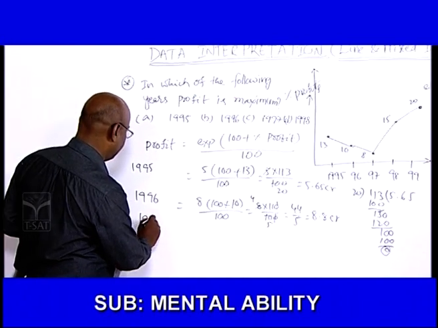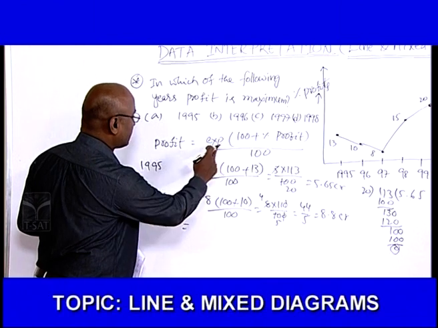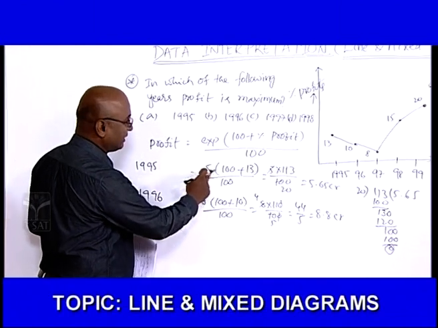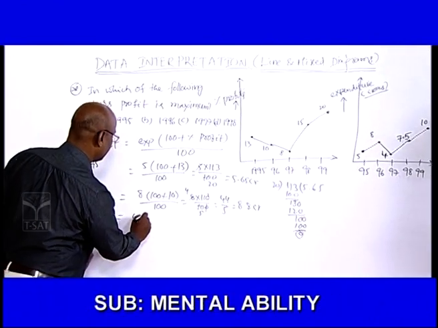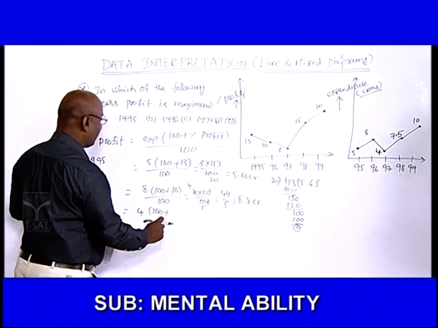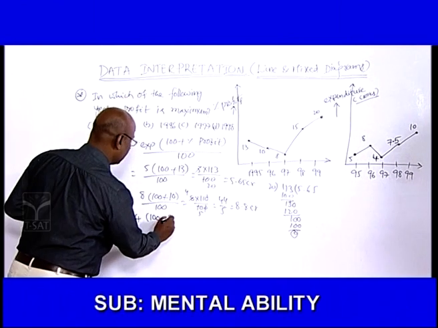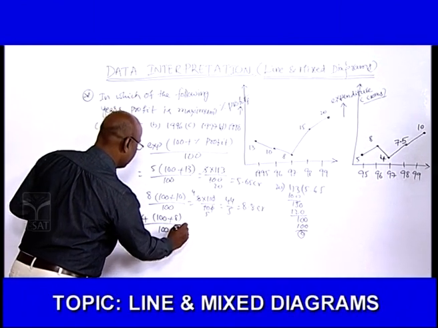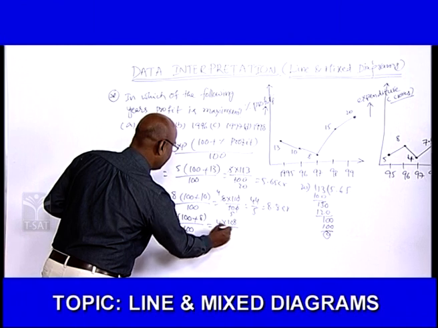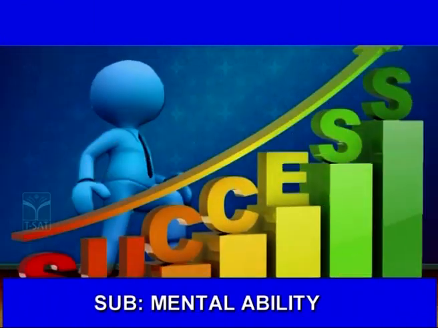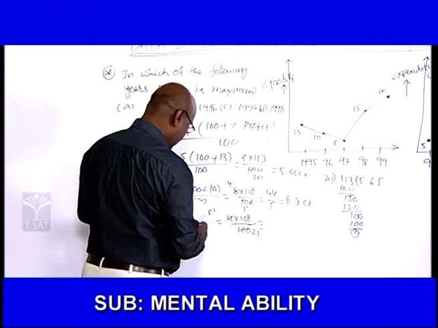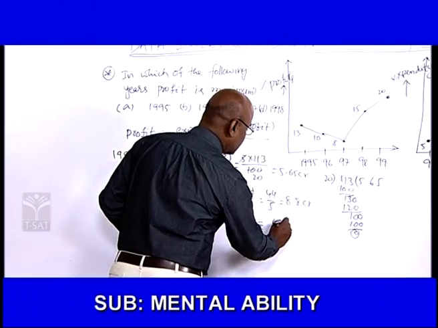And in the year 1997, profit is equal to expenditure. In the year 1997, expenditure is 4 crores. 4 into 100 plus percent profit in the year 1997, which is 8, by 100. That is equal to 4 into 108 by 100. That is equal to 108 by 25. That is equal to 4.32 CR.